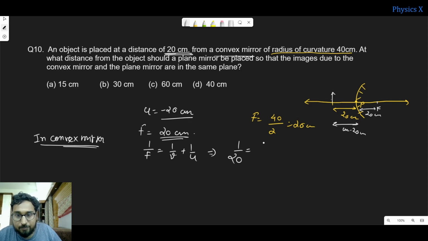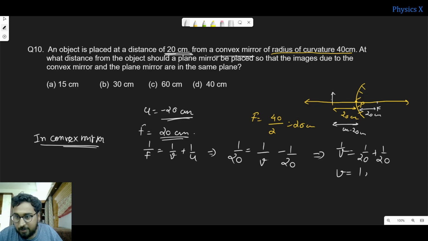And 1 by v, we don't know. And 1 by u is minus 20, so minus 1 by 20. So what is v? 1 by v is 1 by 20 plus 1 by 20. That means v will come out to be 10 centimeter. So first of all, where is the image forming? It is forming 10 centimeters somewhere here.